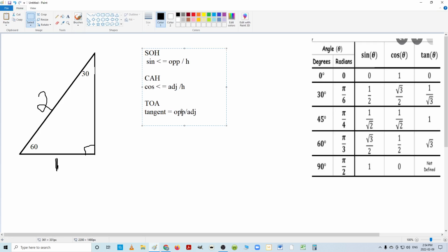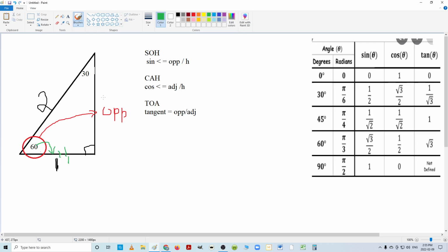Okay, let's focus on this angle right here. And by the way, the opposite is always determined by what angle you're talking about. So when I'm talking about 60 here, the opposite is over here, and the adjacent is over here.